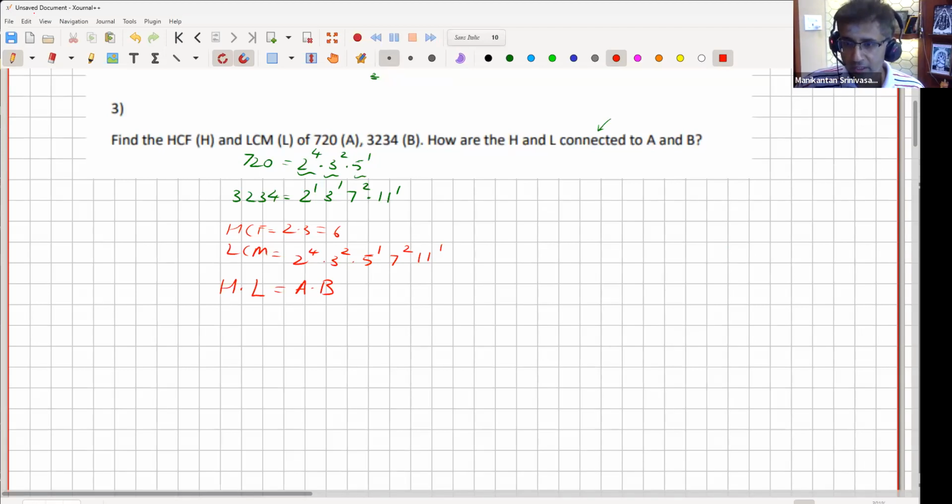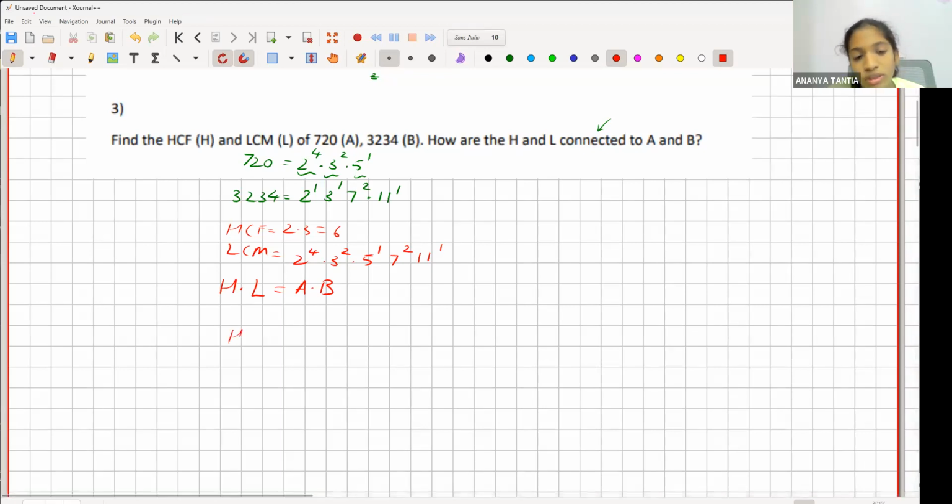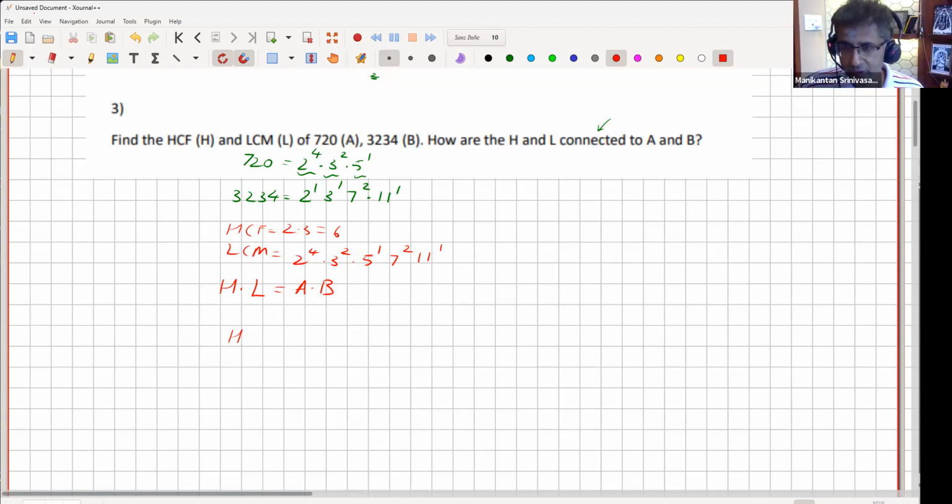Anyone wants to take a shot? Ananya, you want to go? So in HCF we only take what's common, and in LCM we take the maximum value. Correct. So when we multiply the two numbers, we get the maximum value plus the value that was common. Correct. But the question is, why do we get that? Can you elaborate a little bit?